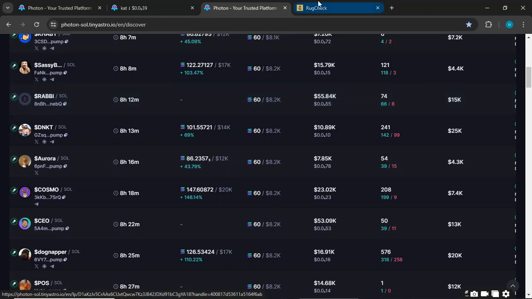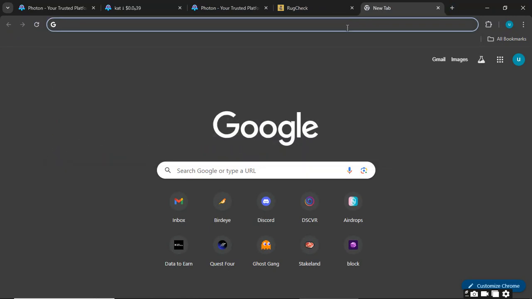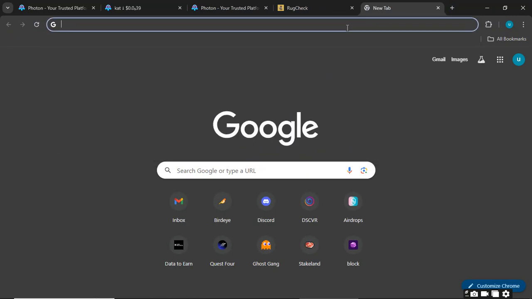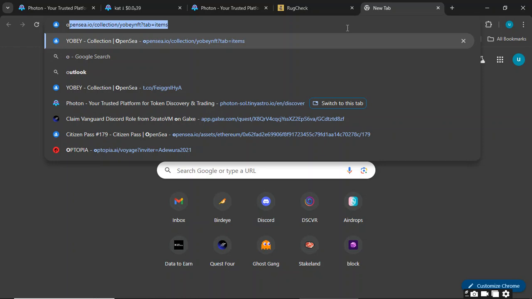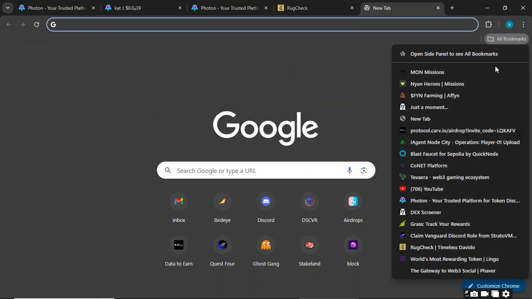Okay, let's check pump.fun itself. I told you that is where we are going to see new tokens. Why is this pump? Okay, let me check my bookmark.